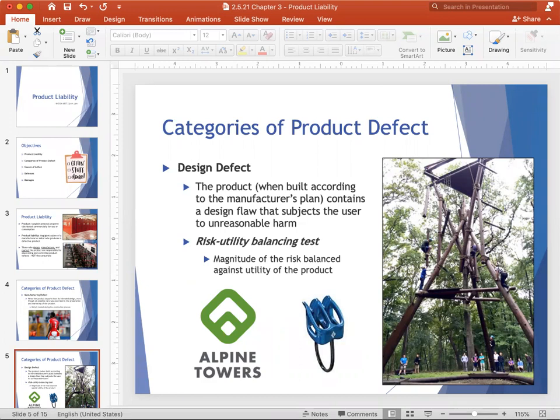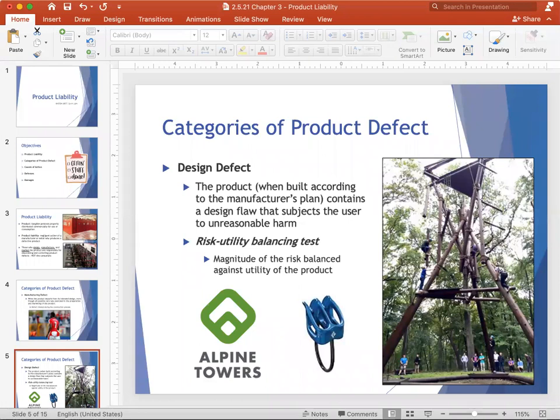So the original plans and specifications of the product are considered flawed. A design defect will make all products that are manufactured unreasonably dangerous, not just a few of them. So when a product in its design is manufactured, all of them will become defective. And so all consumers who purchase that product will then be affected, which is often why we see certain products recalled, potentially because of a dangerous design.